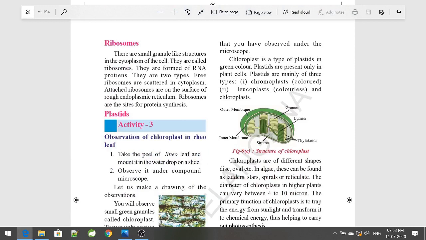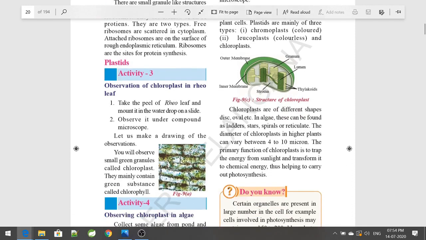Ribosomes. What are ribosomes? We find ribosomes on the rough endoplasmic reticulum. They are structures in the cytoplasm of the cell, called ribosomes. They are formed of RNA and protein. There are two types. Free ribosomes are scattered in the cytoplasm. Attached ribosomes are on the surface of the rough endoplasmic reticulum. Ribosomes are the sites of protein synthesis. So we can find them on the rough endoplasmic reticulum, and also floating or scattered in the cytoplasm.